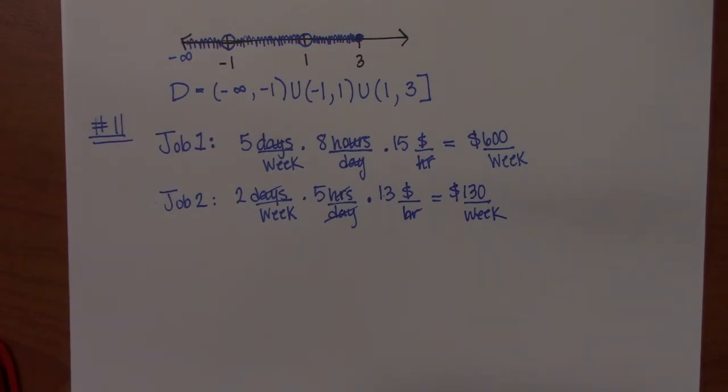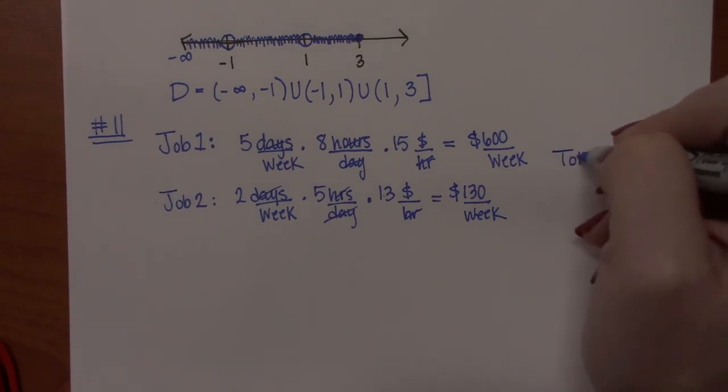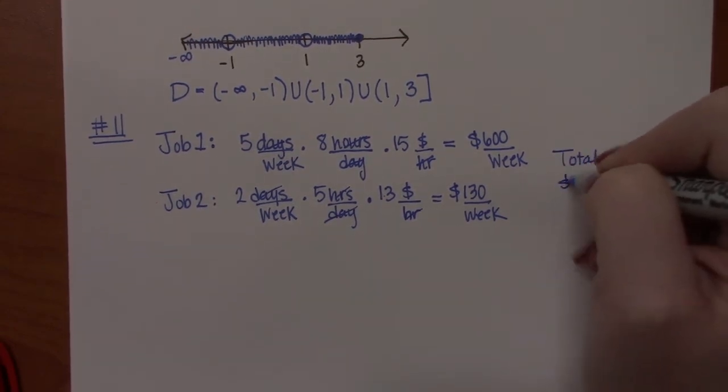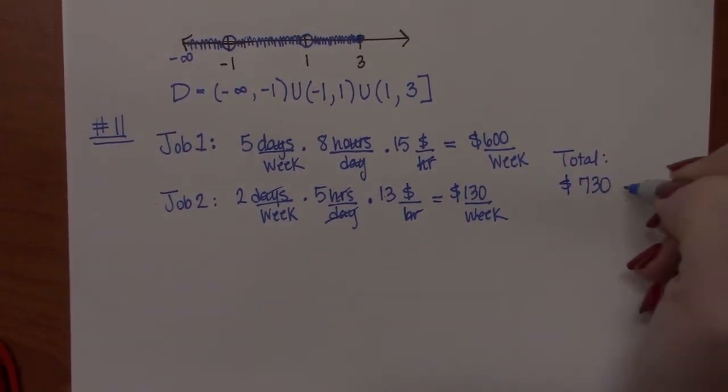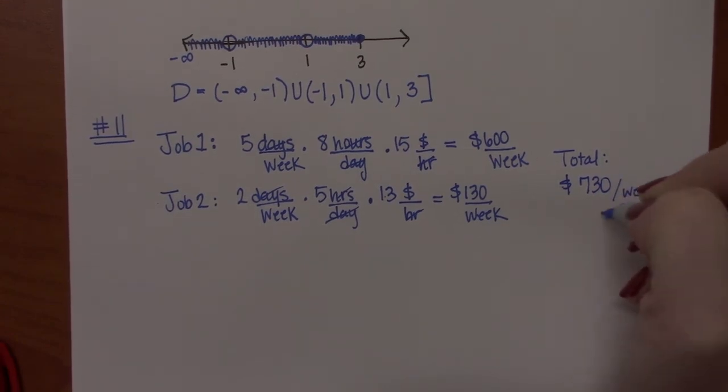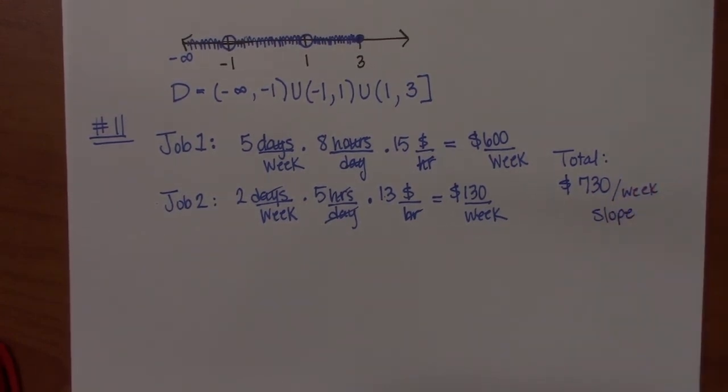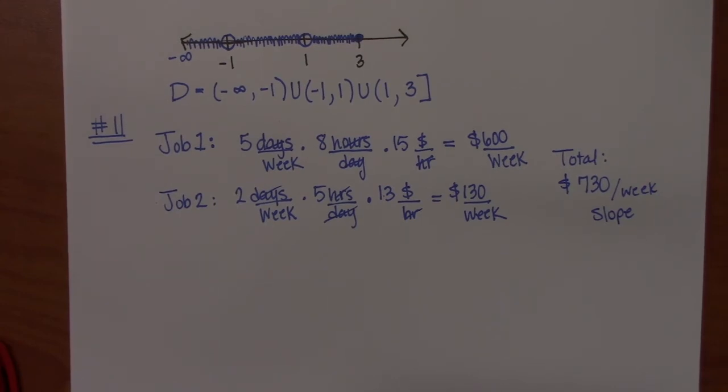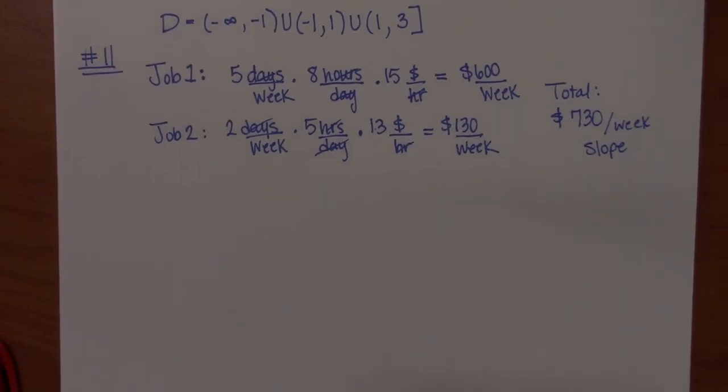So these are the slopes. If we wanted to look at each job separately, then $600 would be the slope of job 1, $130 would be the slope of job 2, because that's the rate for the week. But the total amount he makes on a typical week is $730. So this is going to be the slope of our function because we want to measure how much money he makes every week. But then they added this extra little fun tidbit, because to do a line, we need the slope and a point.